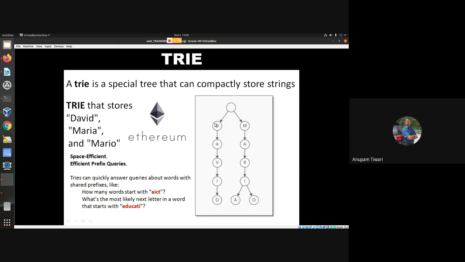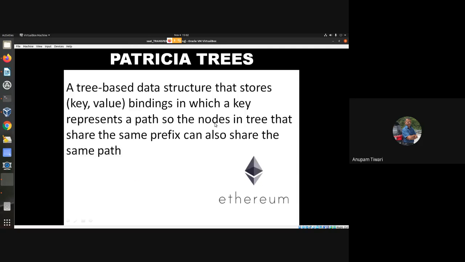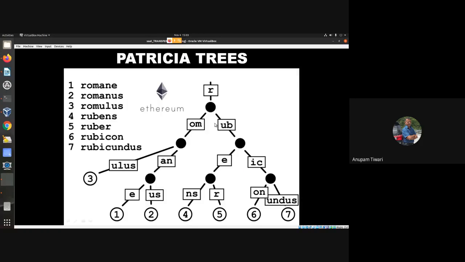Now a trie is a special tree that compactly, this is another way of storing and searching database strings. Now apart from the Merkle tree, we have got the trie, we have got Patricia trees. Basically these are used in the Ethereum blockchain. Now instead of giving you the theory, first of all, this slide will make it a little clear what exactly it is. In case we have got these names, and we want to store them in our Patricia tree.